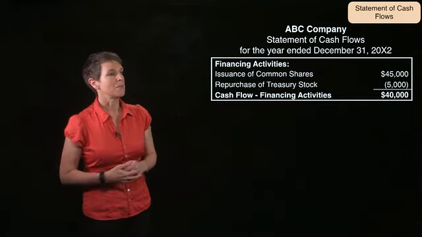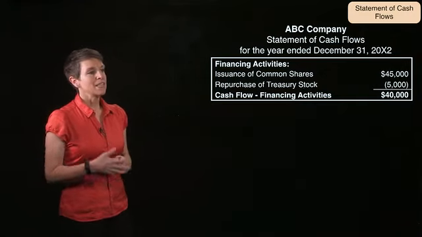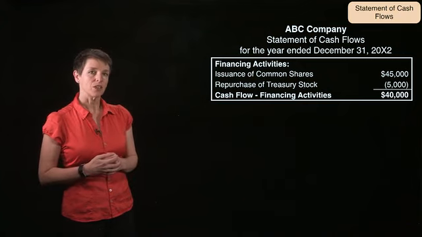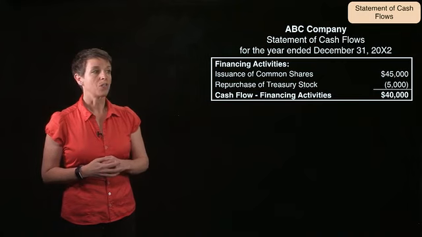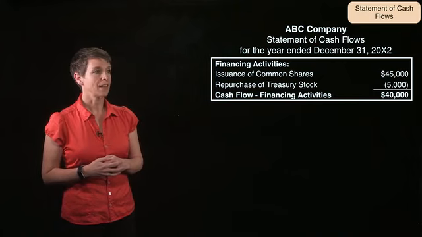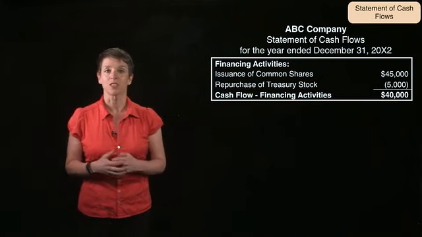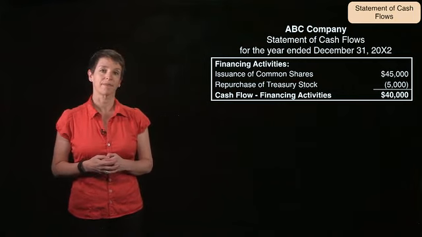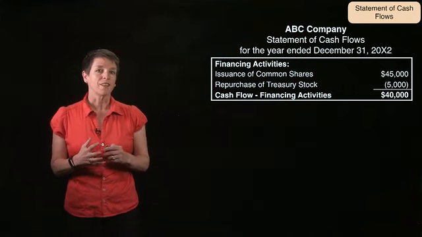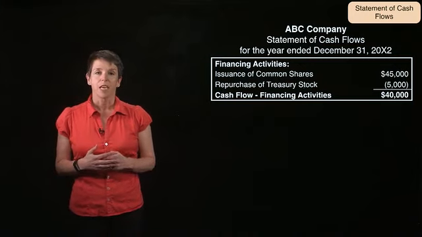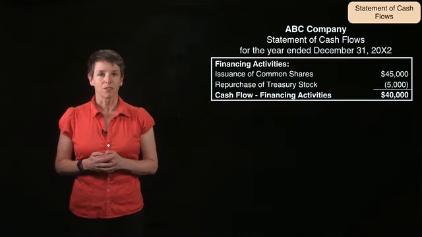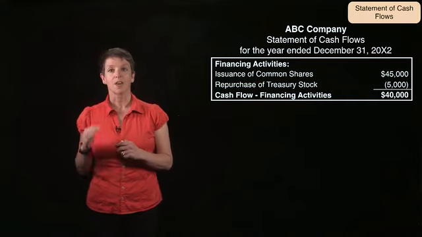Let's look at ABC Company here. We can see that they've had two financing cash flows during the period. The first, they had an issuance of common shares during the year, and the second, they had a repurchase of shares during the year. The place that we can go to find this information is actually the statement of changes in equity.